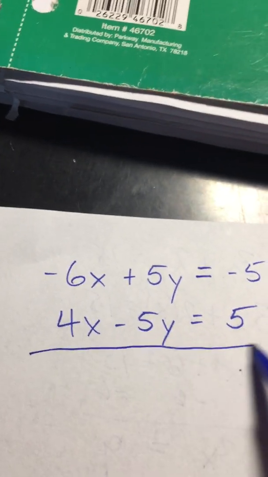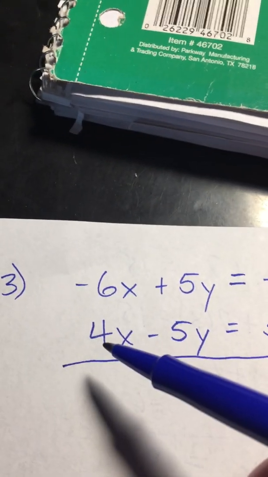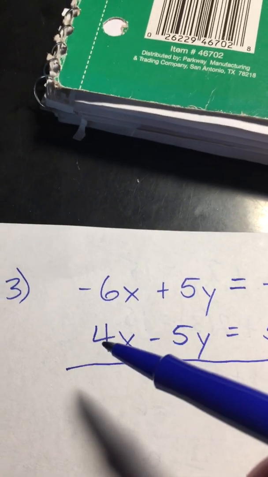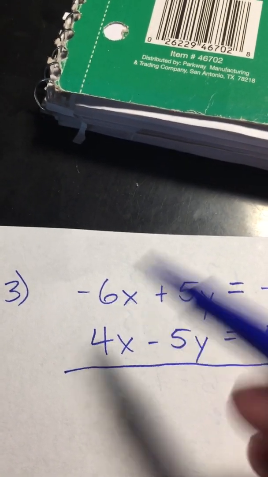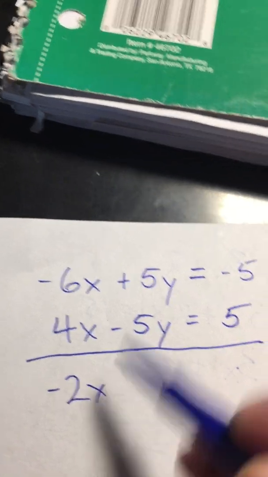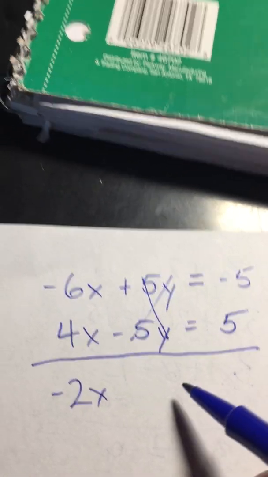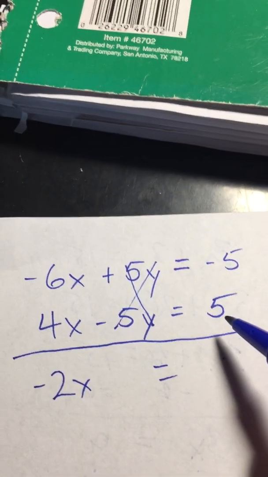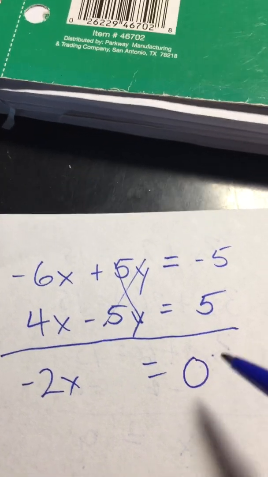So when I add these vertically, I have a negative 6 and a positive 4. So bad guys are going to win. 4 of these kill 4 of those. So I'm left with negative 2x. The y's cancel out equals negative 5 plus 5. Well, that is also a 0. But I'm going to keep the 0 there.